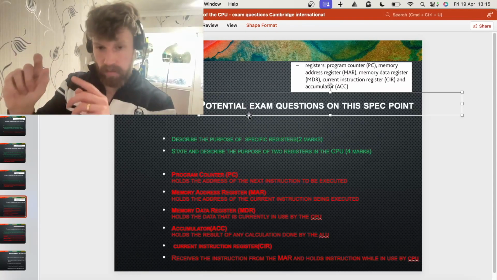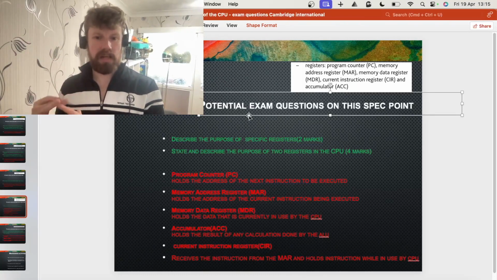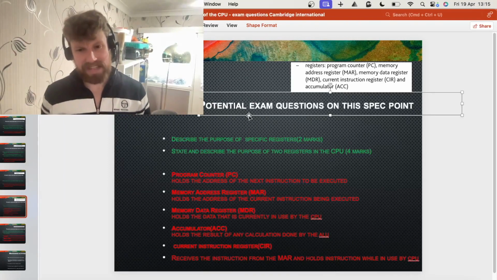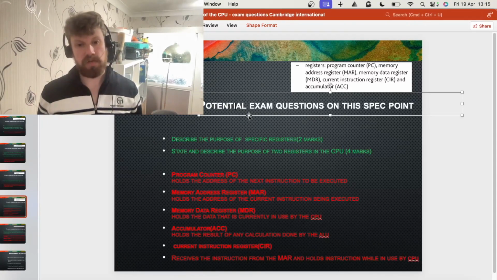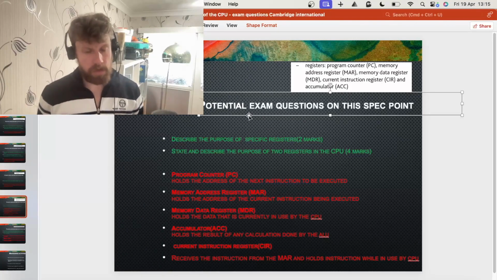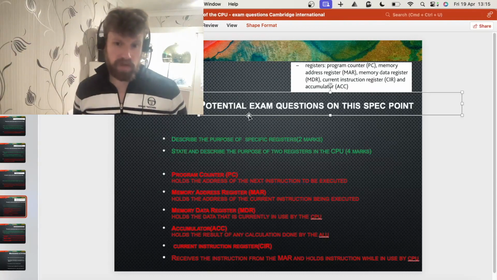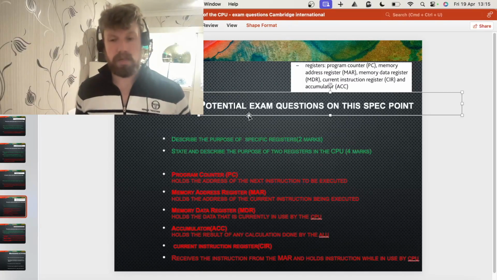If you find it easier, put the acronyms: PC, MAR, MDR, ACC, CIR. And these are the definitions. The program counter holds the address of the next instruction to be executed. The memory address register holds the address of the current instruction being executed. MDR holds the data that is currently in use by the CPU. The accumulator holds the result of any calculations done by the ALU. And the current instruction register receives the instruction from MAR and holds the instruction while in use by the CPU.